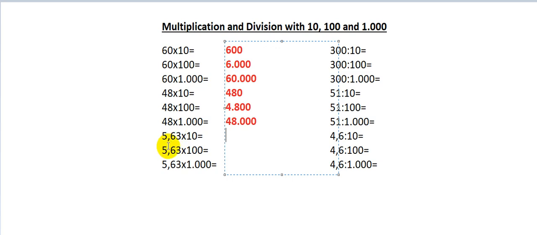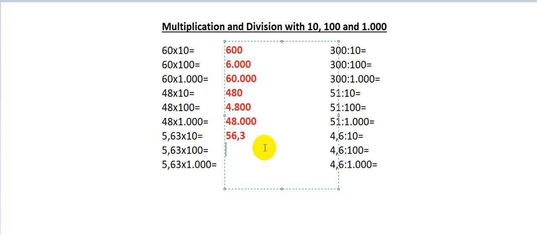Why one place? Because I'm multiplying with 10 and 10 has 1 zero. Why to the right? Because I'm multiplying. When I multiply, the decimal point goes to the right. When I divide, it goes to the left. So, since it's going one place to the right, now it's between the 5 and the 6. I'm going to have 56.3.